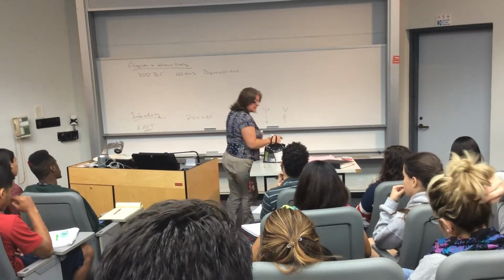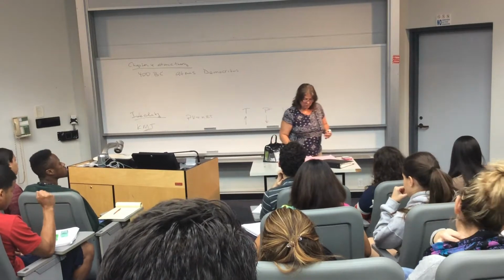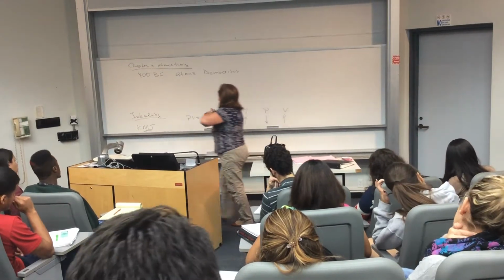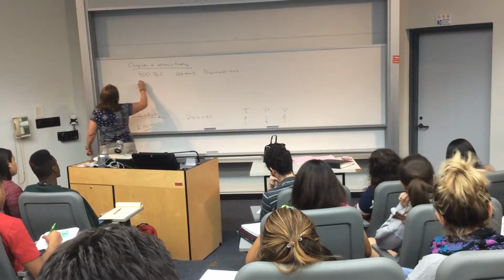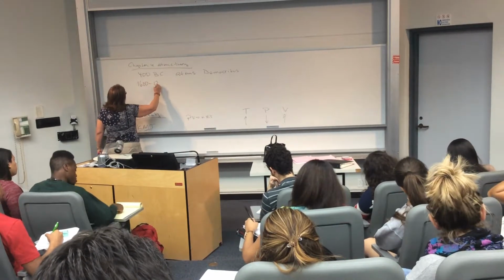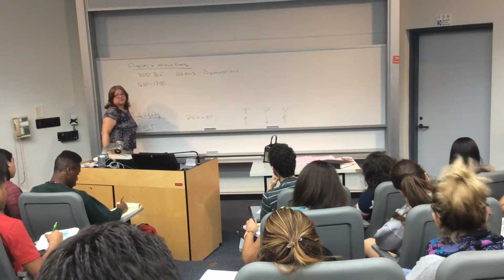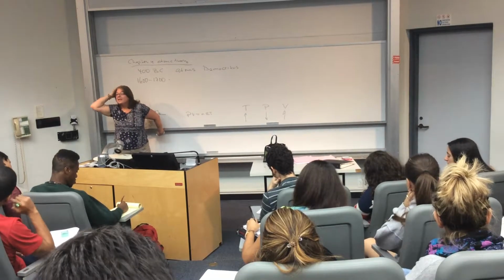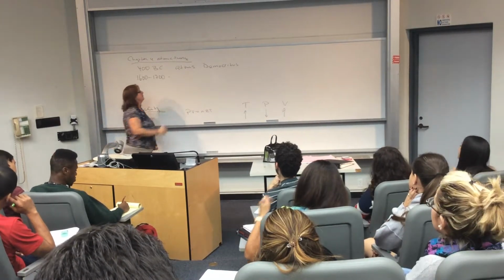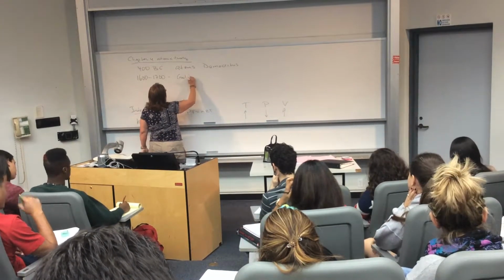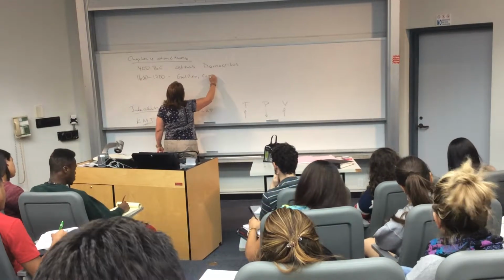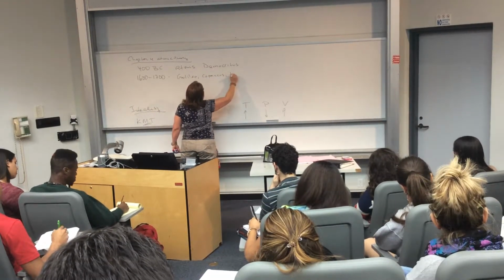So, the next era that we're going to go to is the 1600s to the 1700s. That's a jump. This is a very exciting time. This is the time of Galileo, of Copernicus, of Kepler.